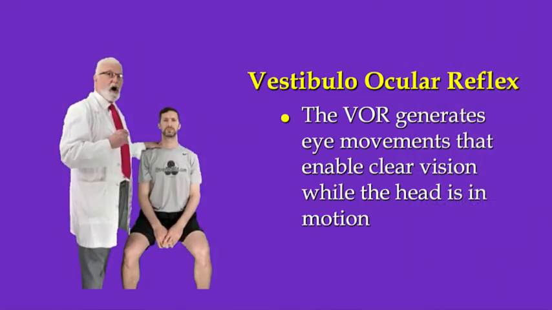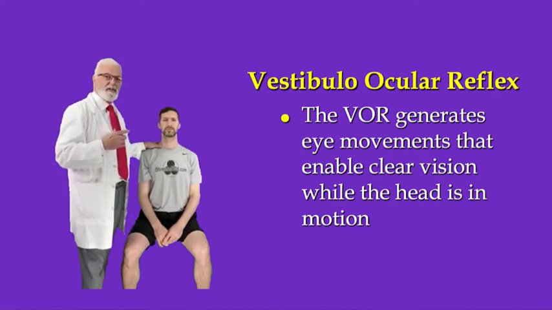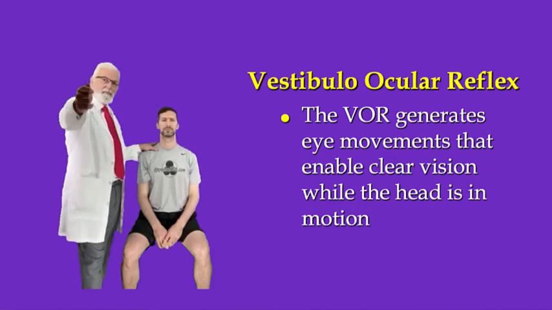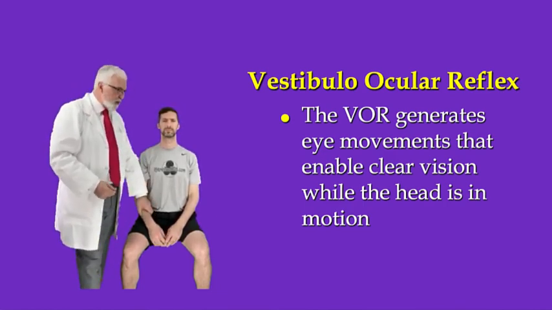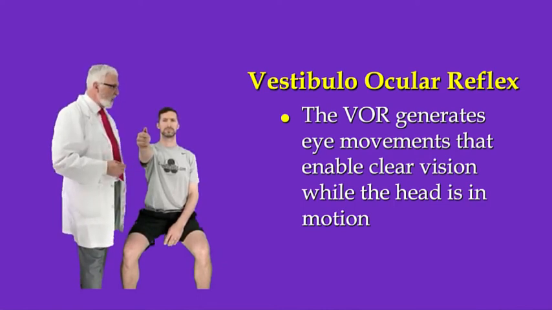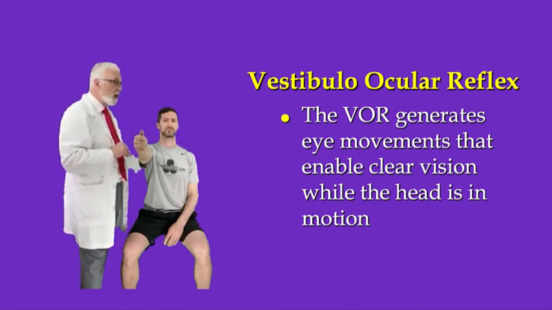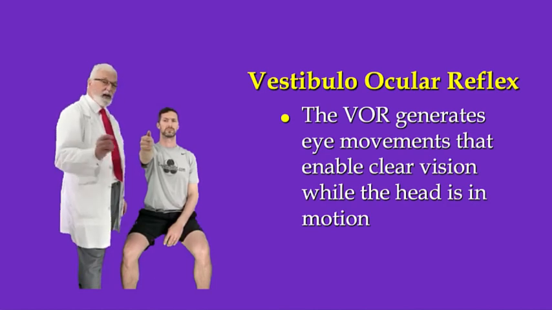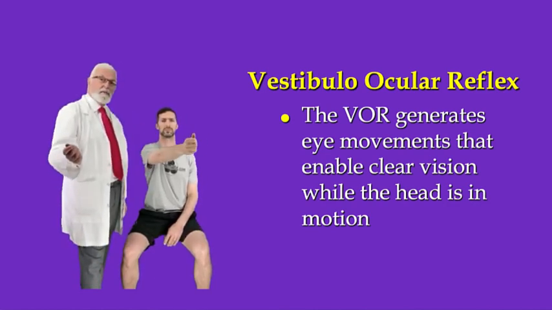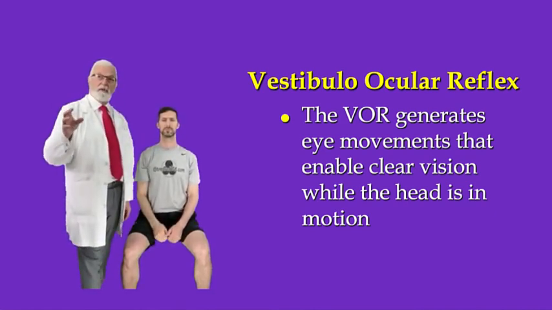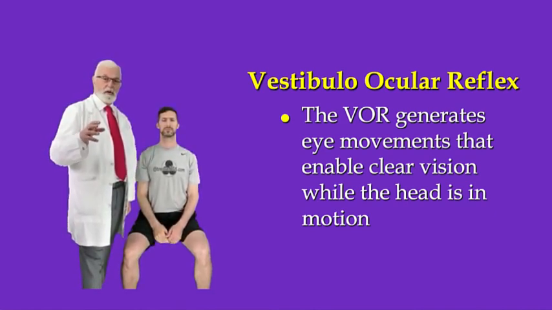The vestibulo-ocular reflex generates eye movements that enable clear vision while the head is in motion. If you took a piece of paper and held it up at arm's length, Dr. Chip, let's pretend you're doing that, and you turn your head side to side, the eyes will stay focused on it, so you should be able to read clearly. Now if you hold your head still and move your hand side to side with that piece of paper, it'll probably be blurry, because the vestibulo-ocular reflex is working properly.